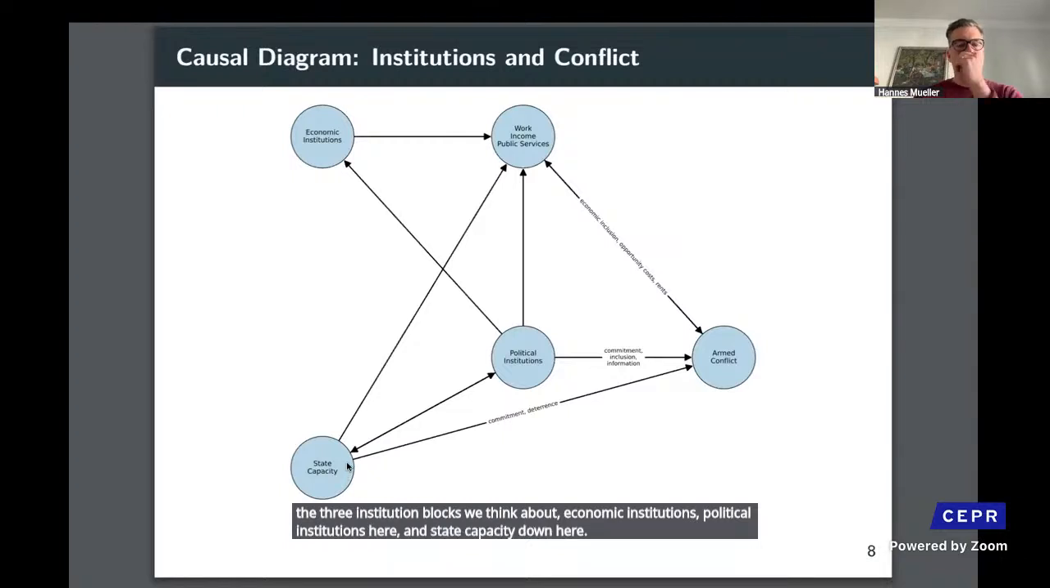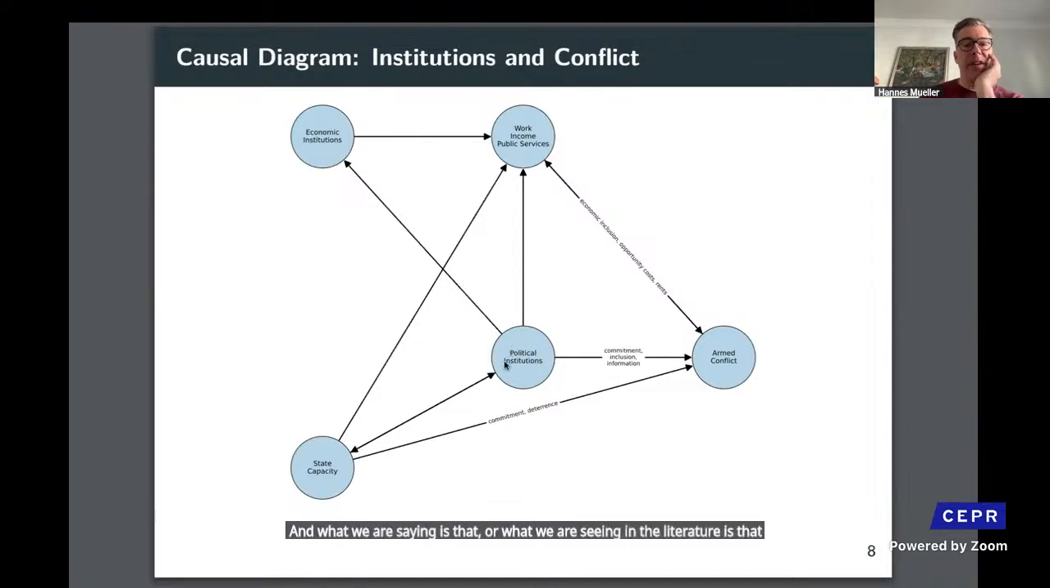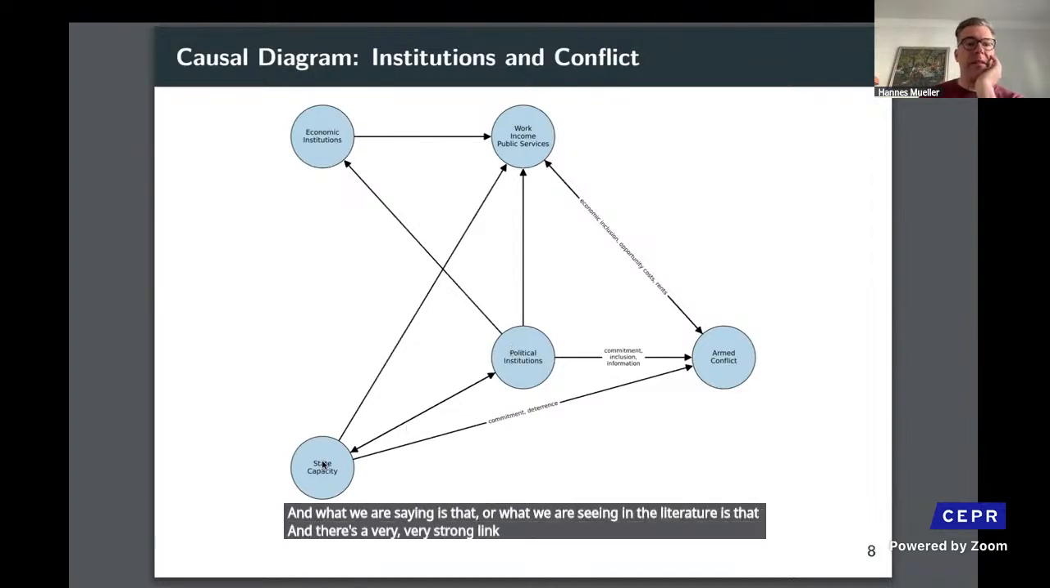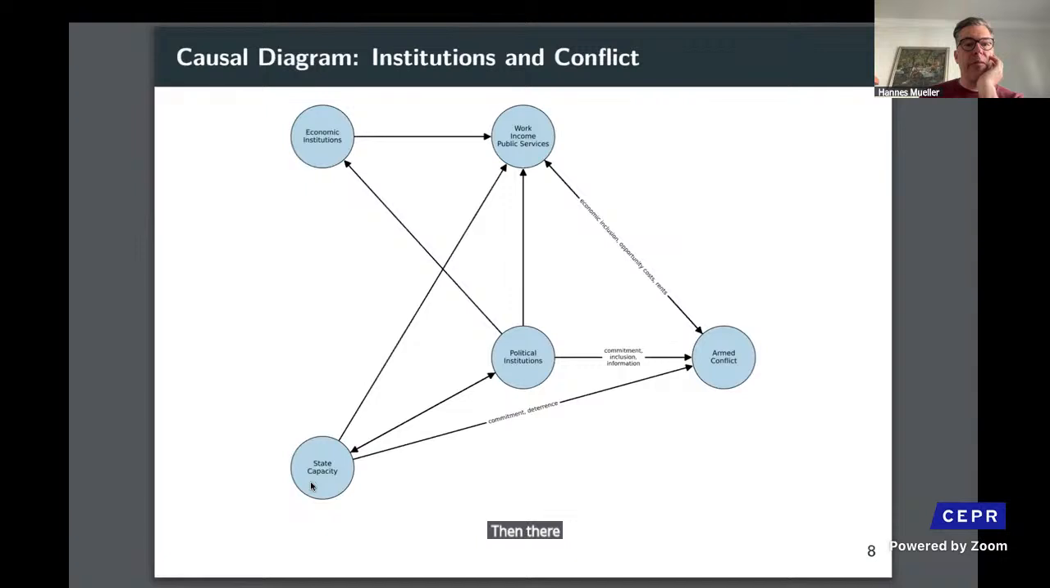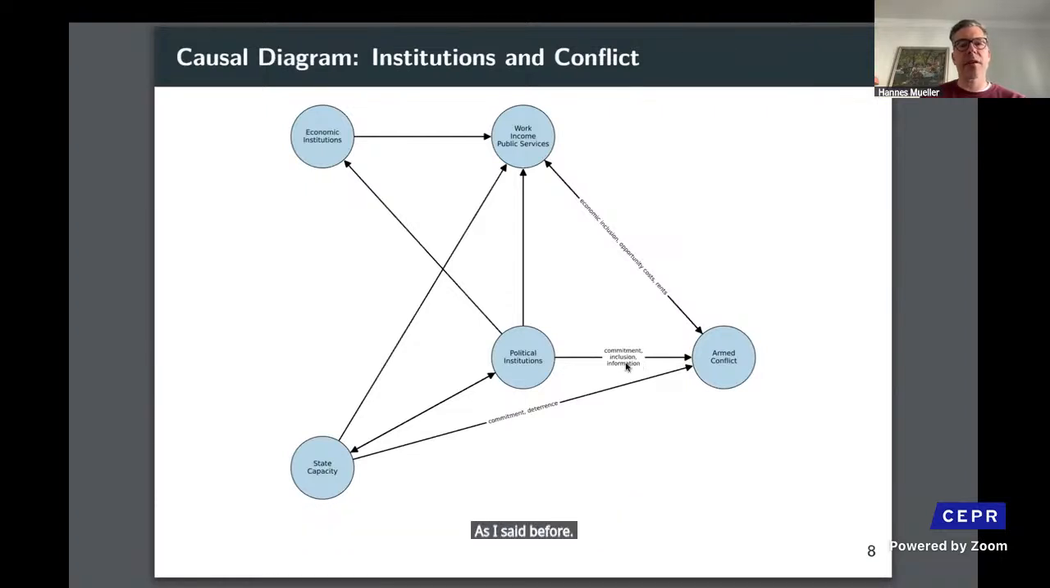What we see in the literature is a very strong link from political institutions to state capacity, and from state capacity back to political institutions. Then there is a direct causal link from strong state capacity to armed conflict. There's lots of variance to this, but it comes mostly through providing a commitment device and through deterrence. Political institutions directly affect armed conflict through commitment, through inclusion, through the flow of information, and to some degree, as I said before, generating accountability.